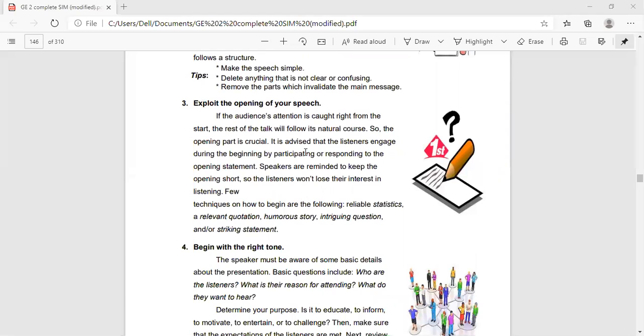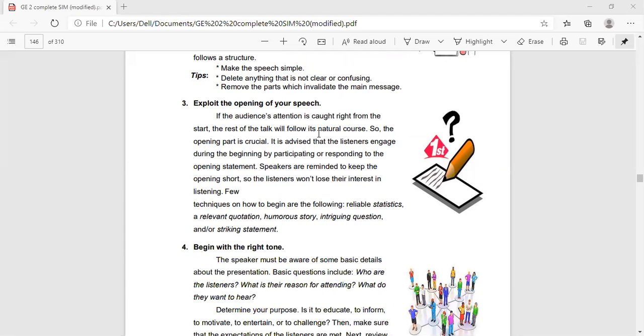Okay, number three: exploit the opening of your speech. If the audience's attention is caught right from the start, the rest of the talk will follow its natural course. So the opening part is crucial. It is advised that the listeners engage during the beginning by participating or responding to the opening statement. Speakers are reminded to keep the opening short so the listeners won't lose interest in listening.